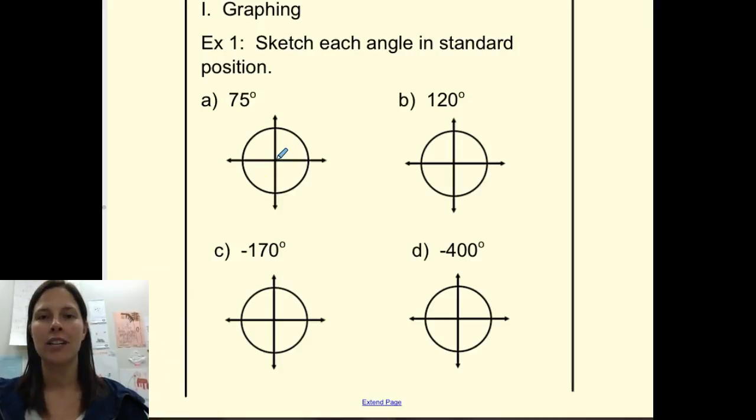We will always start with our angle in standard position, so the initial side is along the positive x-axis. 75 degrees, of course, is just shy of a 90-degree angle. So that's approximately a 75-degree angle in standard position on a coordinate plane. Next, we'll sketch a 120-degree angle, again starting with the standard position, our initial side on the positive x-axis. 120 degrees is 30 degrees past 90, so it's not quite halfway through that second quadrant.